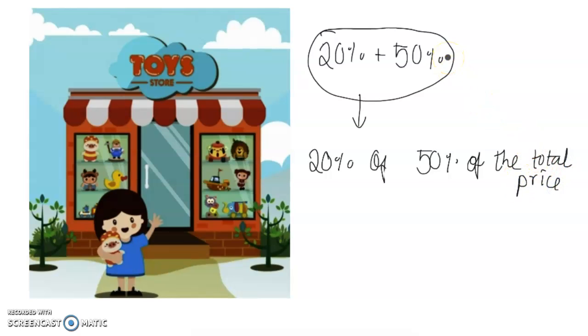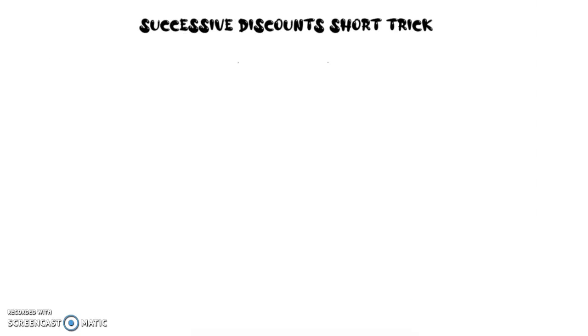So what you want to do is first find 20% of the total price of that item. Then you'll take that value and do 50% of that value, and you should get your answer for how much you should pay for this toy in the store. Now, that can actually take quite a bit of time.